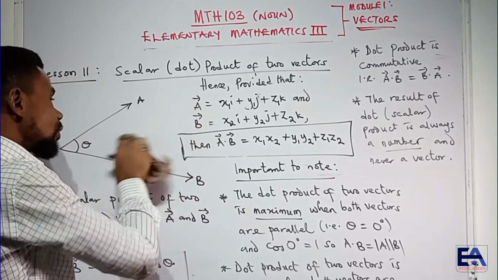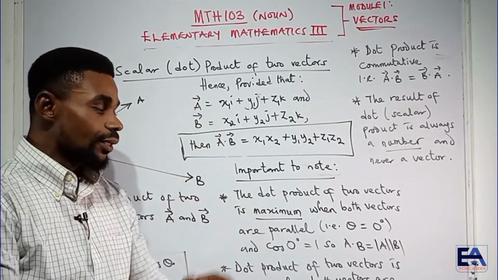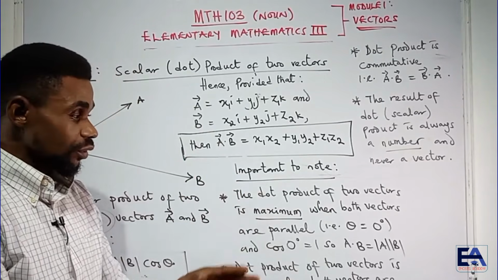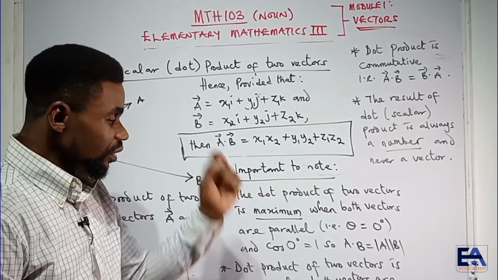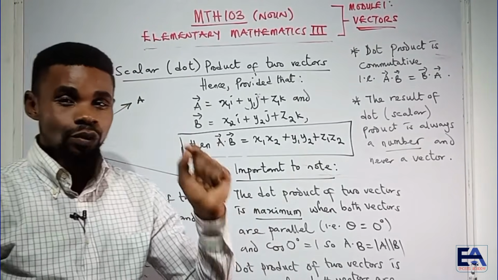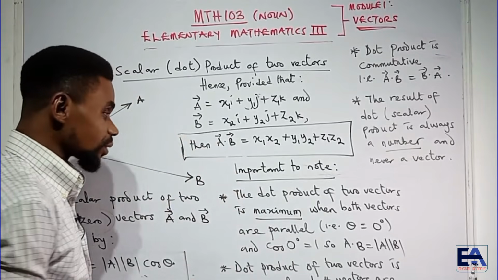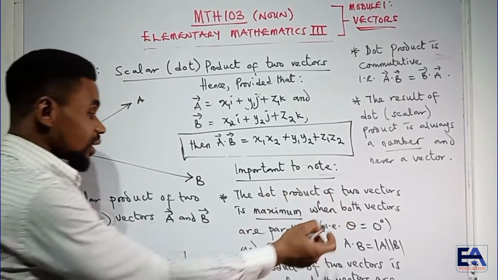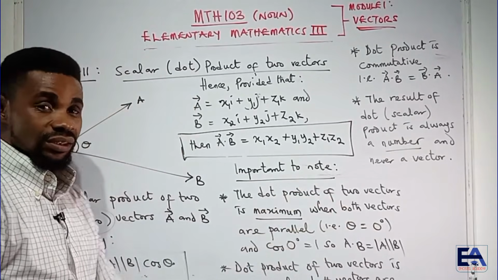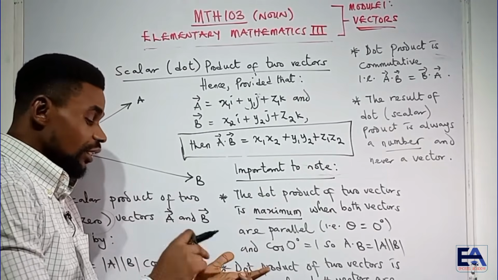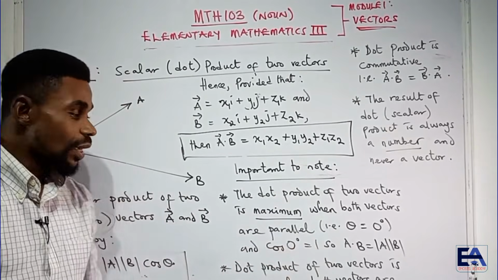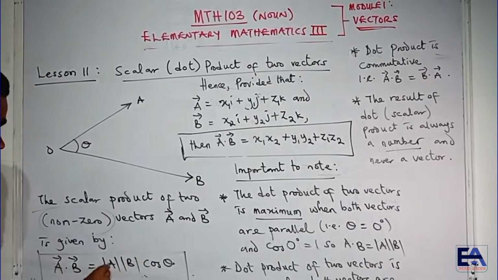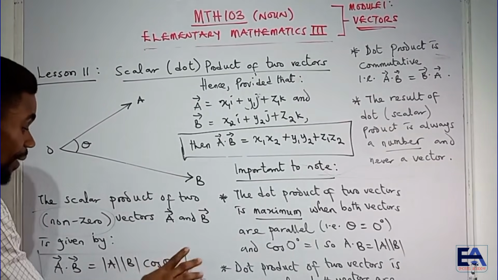Okay, so we said that when two vectors are parallel, the dot product of the two vectors, that is the dot multiplication of the two vectors, will reach a maximum value. The reason is that when they are parallel, no angle is formed, so we say theta is equal to 0. The cosine of 0 degrees, when you press your calculator, is always equal to 1. So if cos 0 degrees is 1, then A dot B is going to be equal to magnitude of A multiplied by magnitude of B and then multiplied by 1.